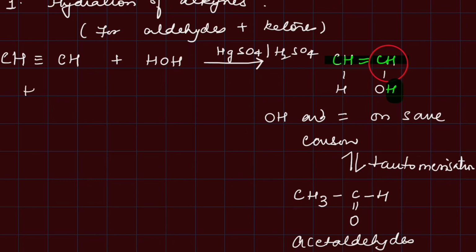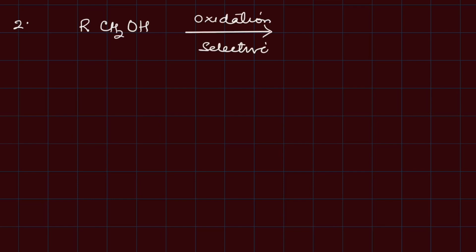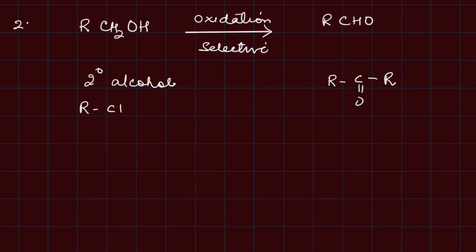But if you take higher alkynes, you will get ketones. Let's move on to the second method. If you take alcohols and selectively oxidize them, you will get aldehyde. Again, if you take 2-degree alcohol using the same reagents, you will get ketones. For example, if you have this 2nd-degree alcohol, on selective oxidation you will have a ketone.